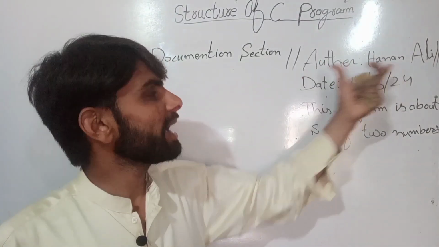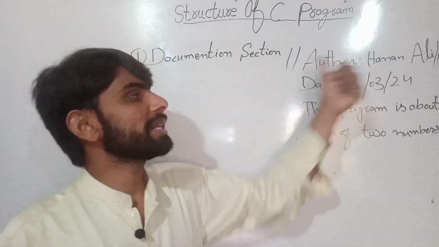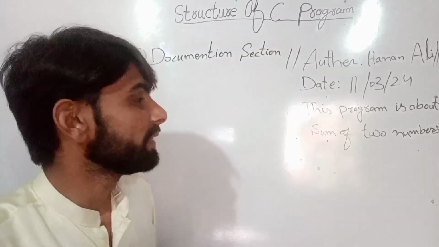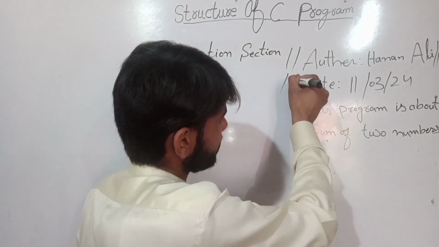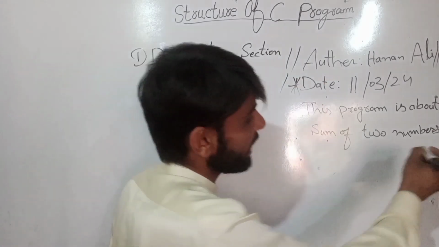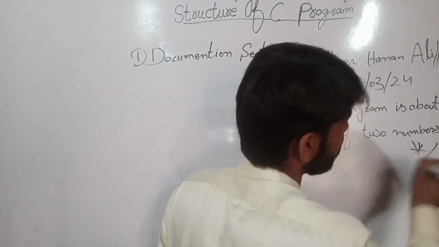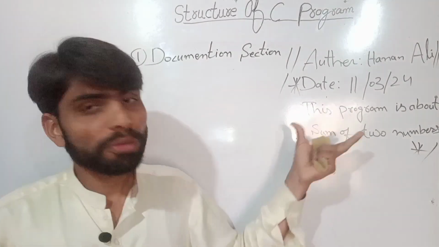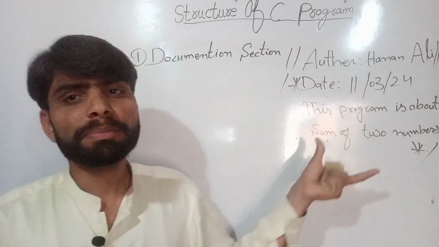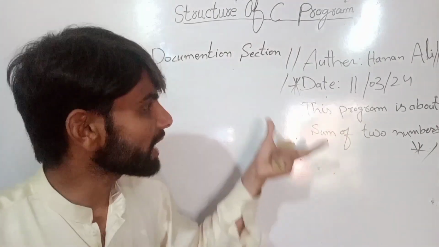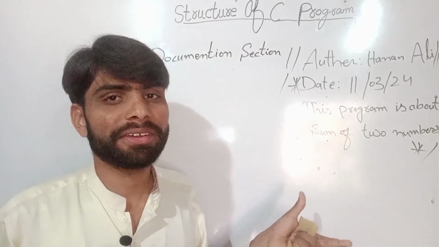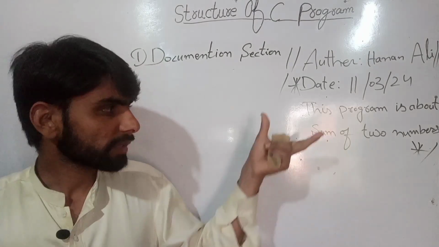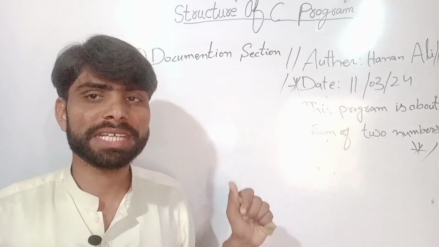Like that, we can write a single-line comment, but if we want to write a multiple-line comment in our program, then we have to write a forward slash and asterisk at the start, and an asterisk and forward slash at the end. That statement will become a comment section. So this is the multiple-line comment section. In this way we can write multiple-line comments in our program.